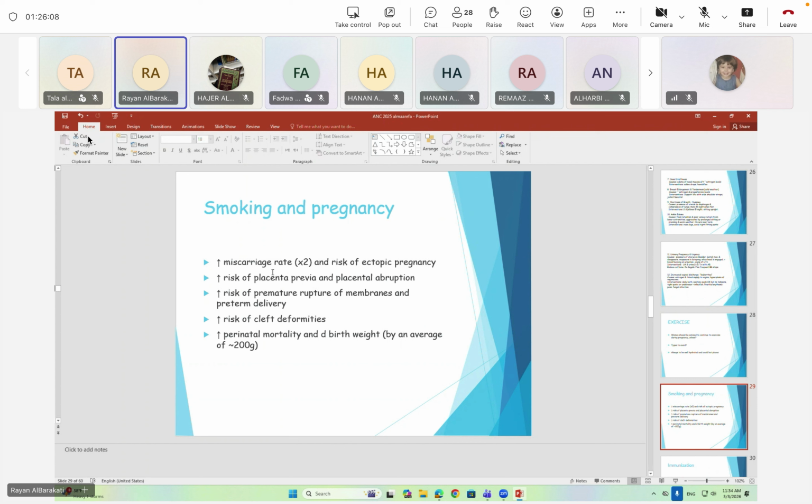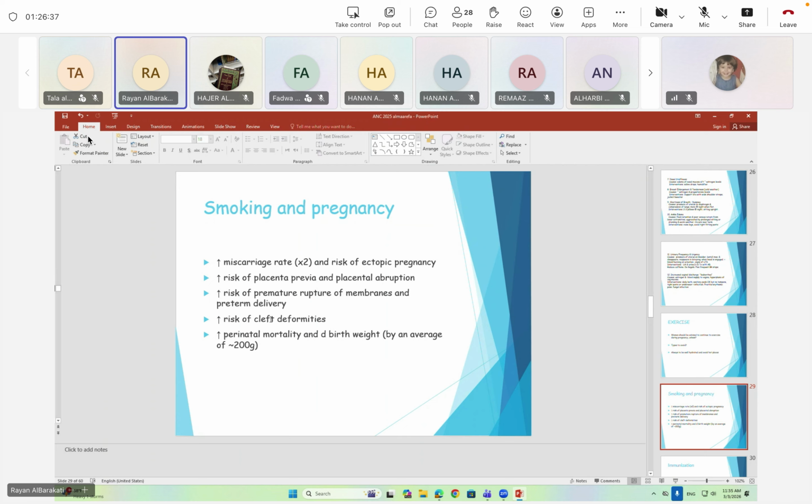Smoking and pregnancy. Smoking increases miscarriage rate and the risk of ectopic pregnancy is increased, and this is due to affecting of the cilia of the fallopian tubes and the movement of the contraction of the fallopian tube muscles. Also, risk of placenta previa and placenta abruption are increased. Risk of premature rupture of membranes and preterm delivery is increased.